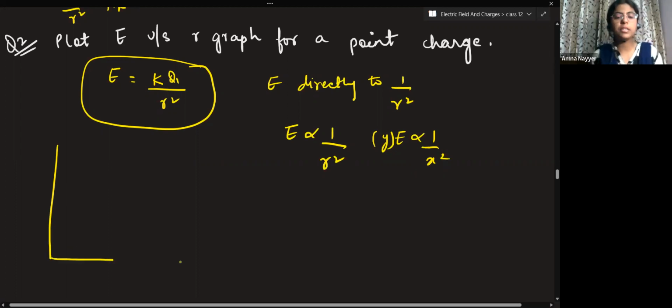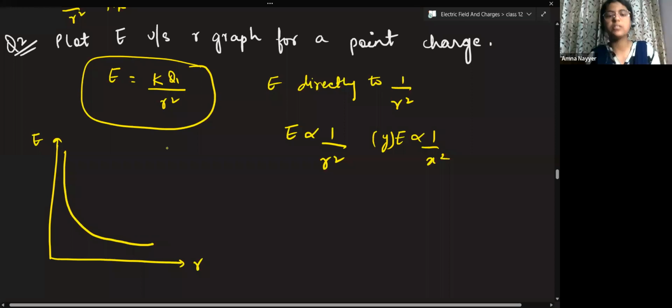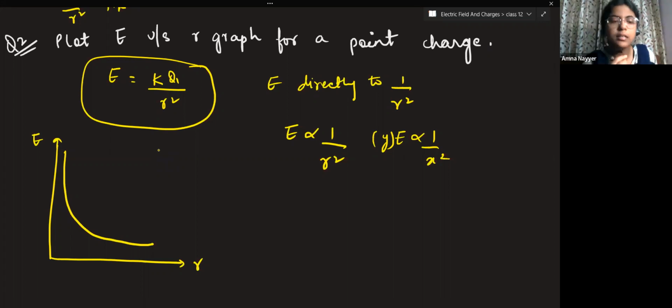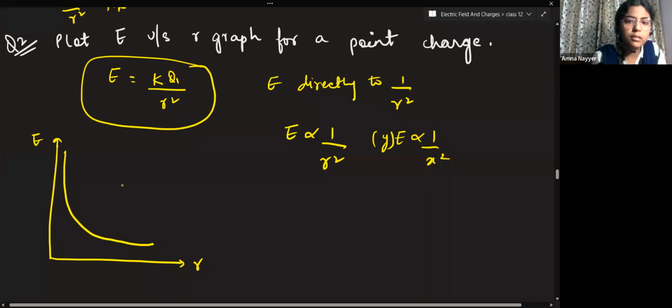So you have to remember these two graphs, both for force and electric field. Both of these will be inversely proportional. With whatever amount you increase R, by that much the electric field will get reduced, and vice versa. Just note down this graph for those who have not written, then we'll move to the next topic, superposition principle.